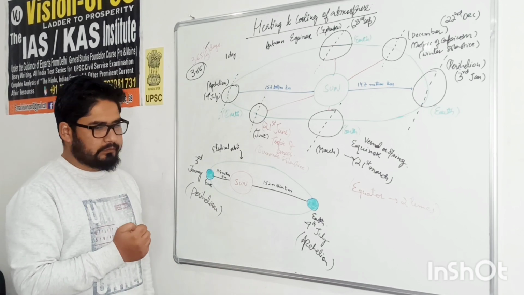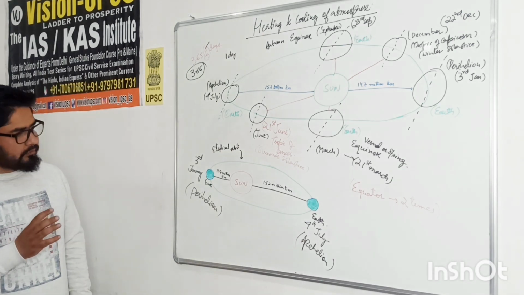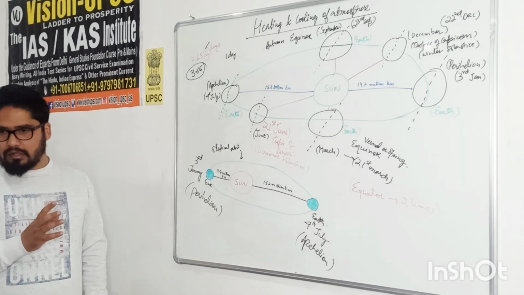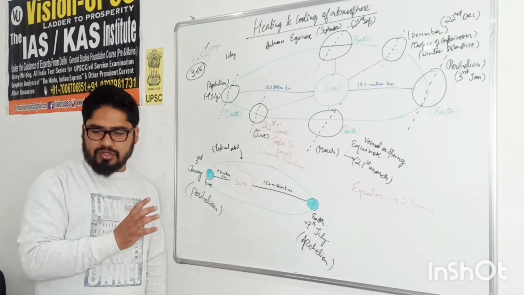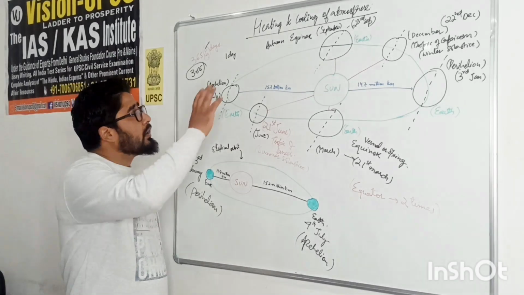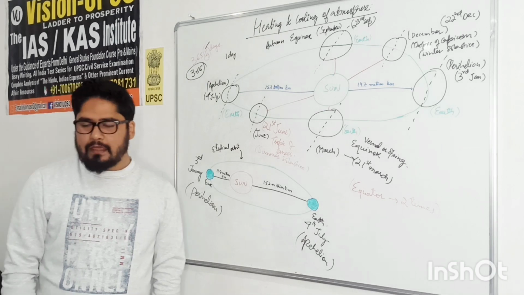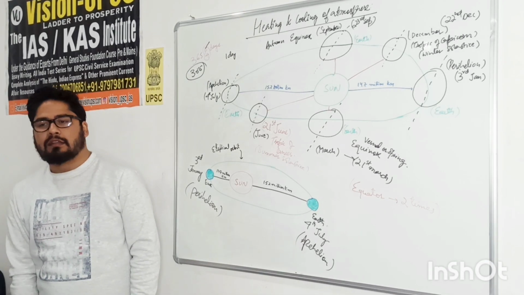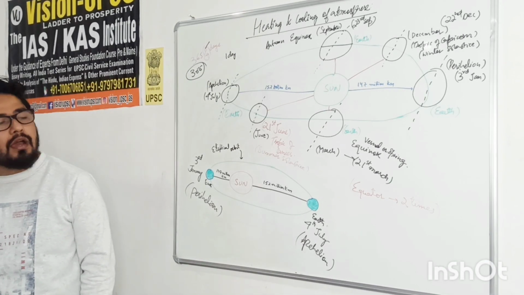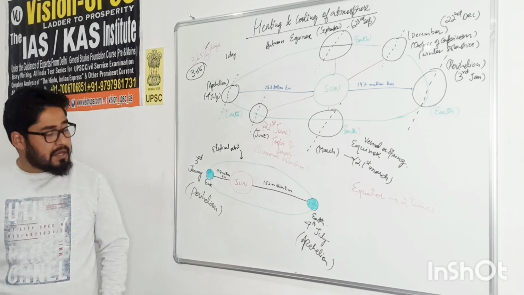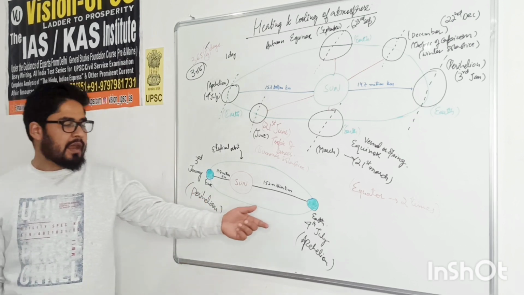ठीक है, यहाँ तक किया है समझ? This is with respect to these positions and all. So the topic is heating and cooling of atmosphere. It will depend, the heating and cooling will depend upon these positions, especially the position of perihelion and aphelion.